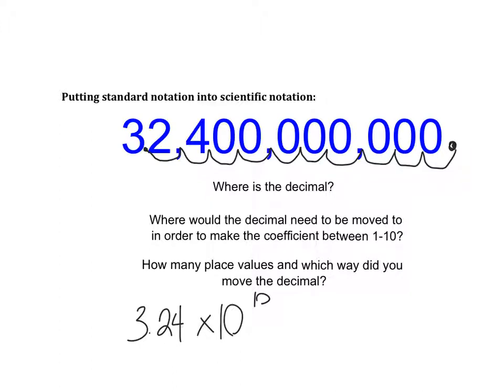The other way you can go about it is, I took a big number, 32,400,000,000, and turned it into a smaller number, 3.24. If you take a big number and make it smaller, you need to have a positive exponent to show that while my coefficient is 3.24, that really represents a number that's much bigger than that. So if you move the decimal to the left, it's positive, or if you take a big number and make it small, that's going to be a positive exponent.